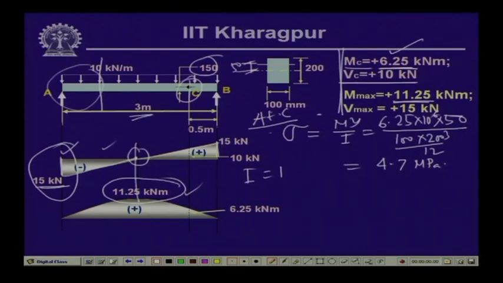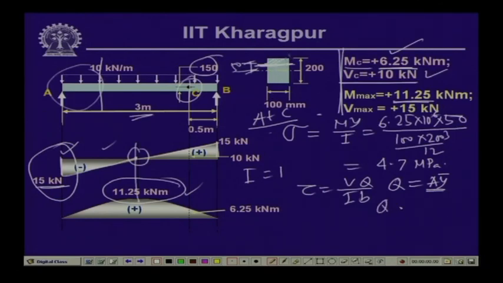Now, if we compute the value of the shearing stress at this particular point, tau is equal to VQ by Ib. V we know is 10 kilonewton at this section, and Q is equal to A y bar, or the integral of y dA. We will have to take the segment above the place where we are evaluating the shear stress. This is the place where we are evaluating it, so we have to compute this particular segment, and its area is equal to 100 times 50.